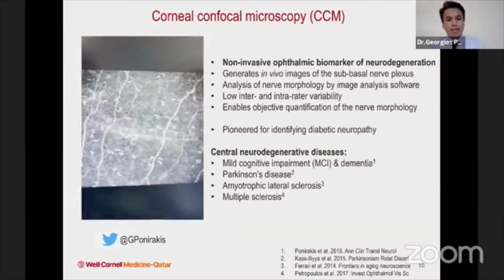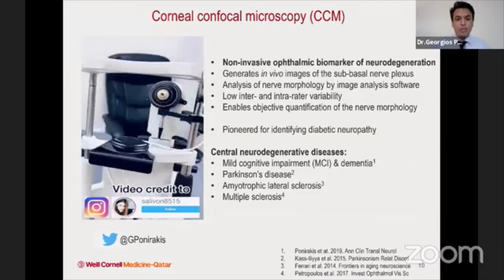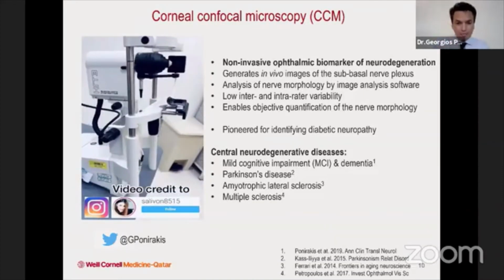And these are white lines you see on the video there. These are the actual nerve fibers, for which we use software to quantify the number of nerve fibers, the number of branches, and also the total length of the nerve fibers. And we use software to enable us to do objective quantification of the nerve morphology.